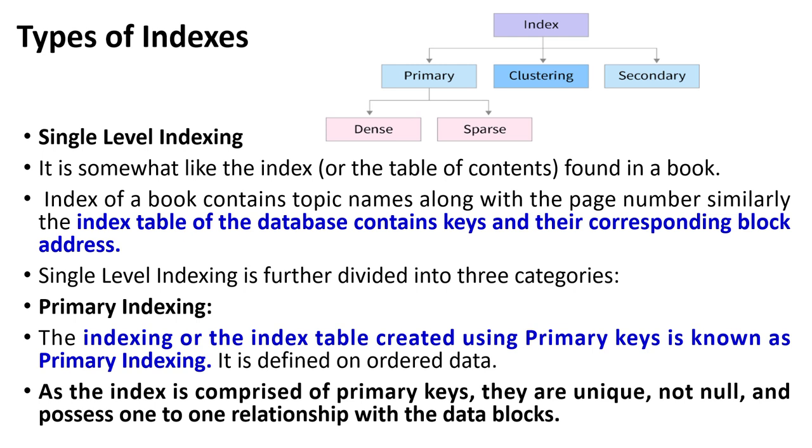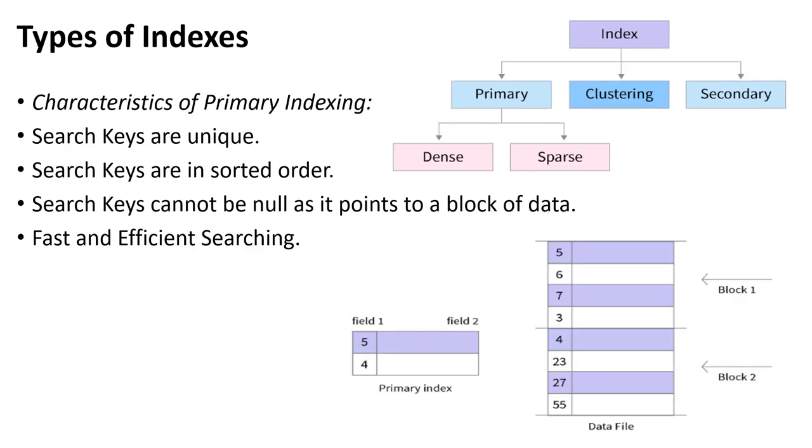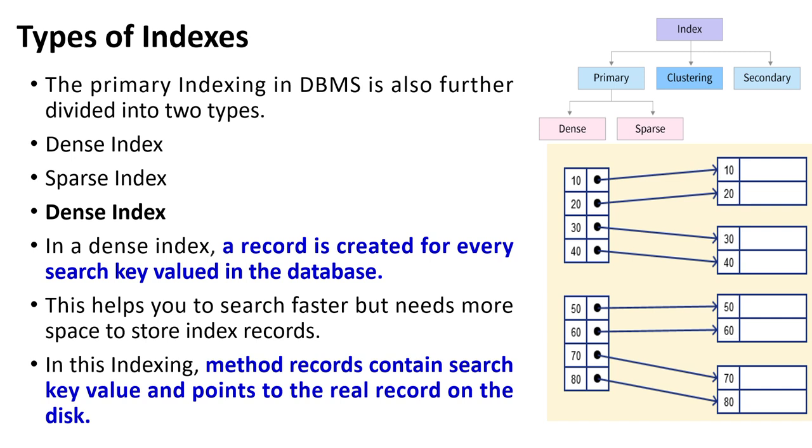Primary indexing. An index on the table created using primary keys is known as primary indexing. Characteristics of primary indexing are: search keys are unique, search keys are in sorted order, search keys cannot be null, and it provides fast and efficient searching. The primary key indexing in DBMS is also further divided into two types: dense and sparse index. In dense index, a record is created for every search key value in the database. In this method, records contain the search key value and point to the real record on the disk.